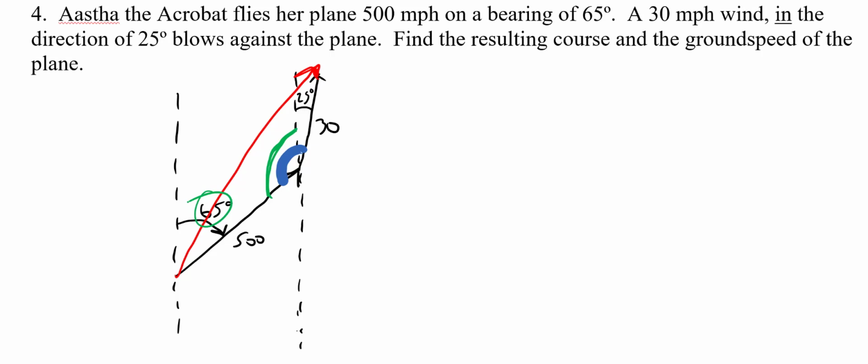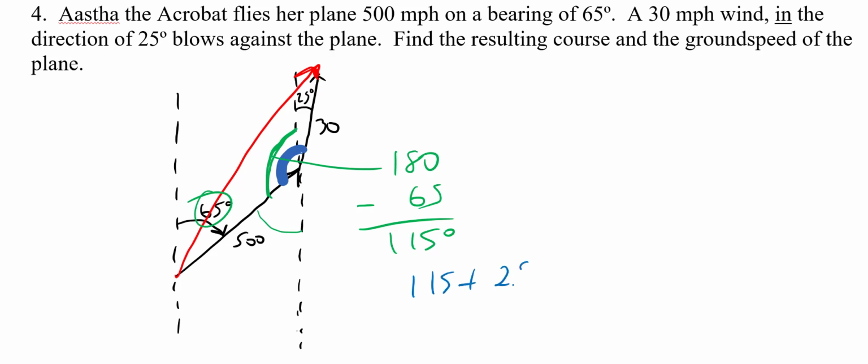They're same side interior. Now, some of you said, well, Mr. Curvis, couldn't I have done 65 and I could have done 65 down here and then subtract from 180? Oh, yeah, okay, you could do that too. That's fine. Or just know that this angle is 180 minus 65, which is 115 degrees. So if the green's 115, that means the blue is going to be 115 plus 25, which is 140 degrees. And there we go. And that's all I need.